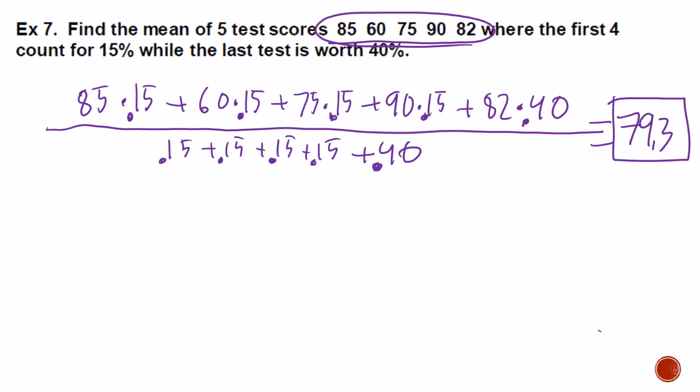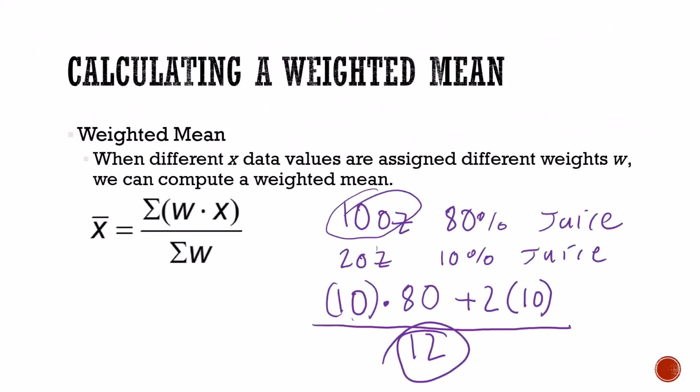Just the weights, the weight of each thing. The weights in this case are what percentage of the grade it's worth. You have to figure it out by the context. Here, one test is 40%, the other tests are 15, so those are the weights. In this juice example, the weights are how many ounces. You want the 80% juice to be 5 times as important as the other one, since there's 5 times as much, if that makes sense.